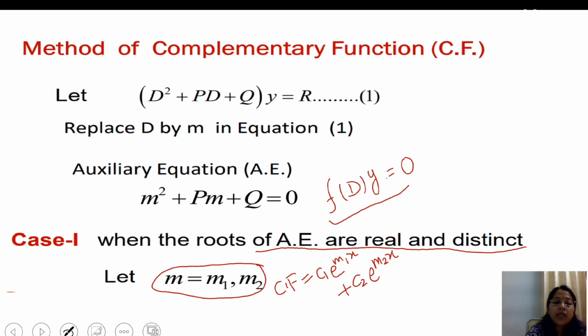If we have more than 2 roots, then similarly we can write for the remaining roots as well. Always remember the condition: when the roots of the auxiliary equation are real and distinct, then and only then we can use this formula to write the complementary function for the given differential equation. So I'm going to close this here.